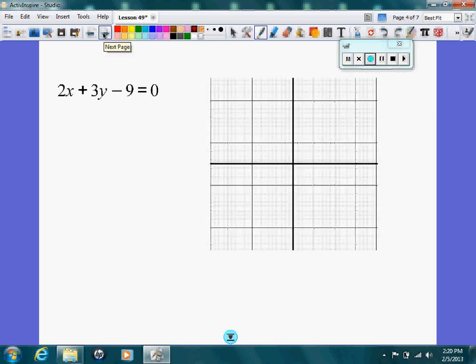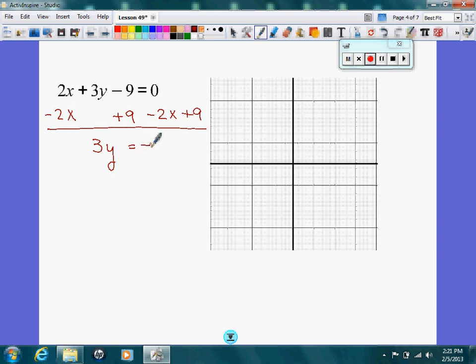What about this equation? We need to solve it for y. How do we do this? We could subtract 2x from both sides and add 9 to both sides. Now, they're not like terms, so we can't add the 9 and the 2x together. So we do the addition here. 2x minus 2x is 0, 3y left on this side. 9 minus 9 is 0, equals, and what's on this side? Minus 2x plus 9.